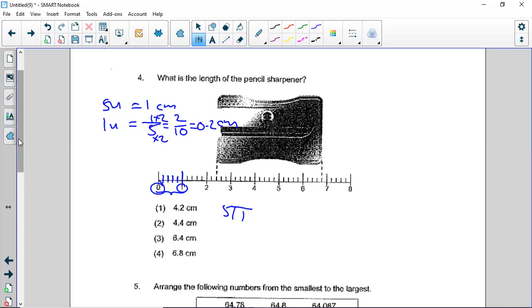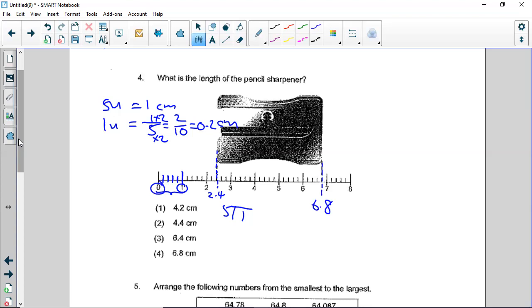Then you look at the dotted line. The dotted line is pointing at 2.4. Am I correct? Yeah, 2.4. 2.2, then 2.4. And then the other dotted line is pointing at where? You can take 7 minus 0.2, that'll be 6.8. So how long is the pencil sharpener?